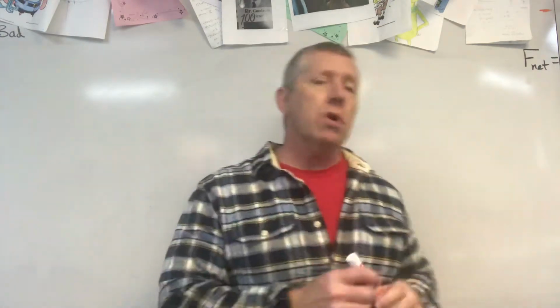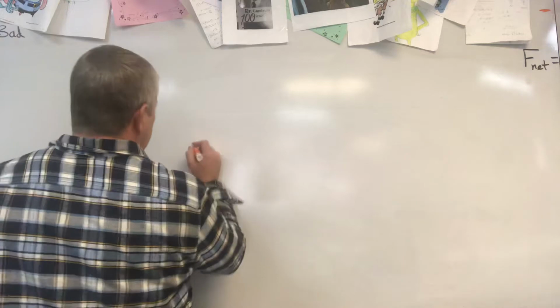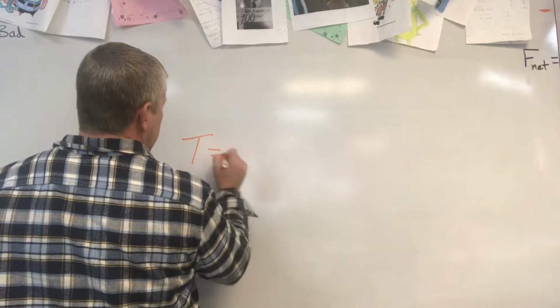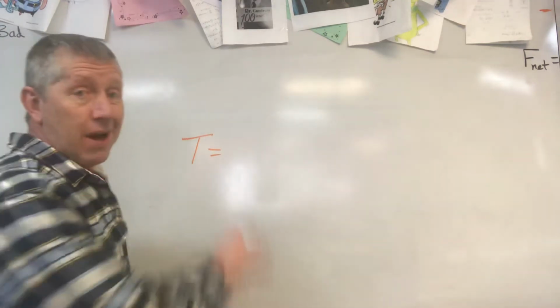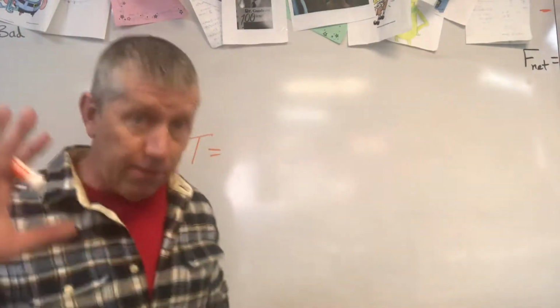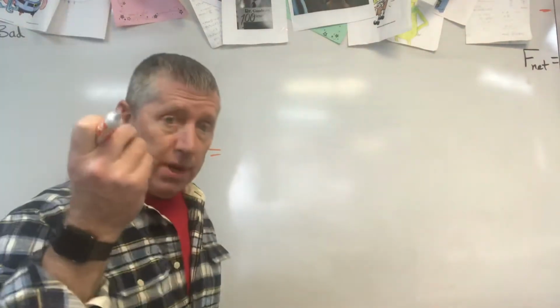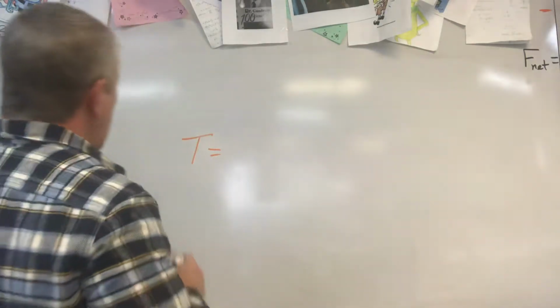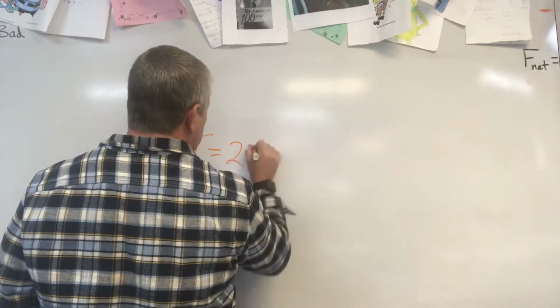So here is your equation for pendulum. It is T is equal to, now that's time period. The time period is how long it takes to go back and forth, back to your starting position. Out and back. All right, time period is 2 pi.